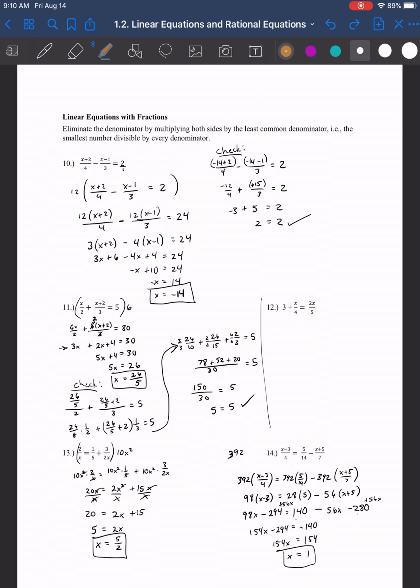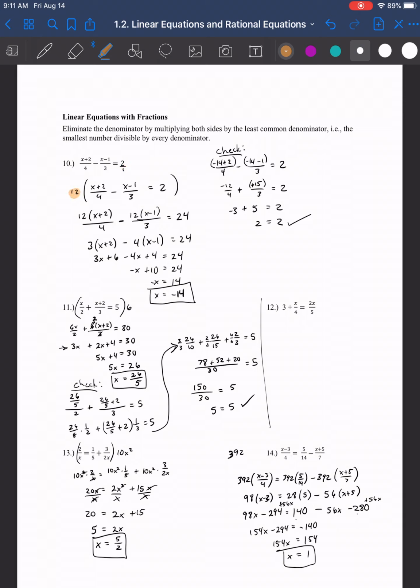We have (x + 2)/4 - (x - 1)/3 = 2. You can see I wrote a 2 and a little divided by 1, because that's essentially what 2 is. It's 2 over 1. So we essentially have all of these as fractions, and we want to think about what is the smallest number that all of these denominators will go into evenly. And the answer for that this time is 12.